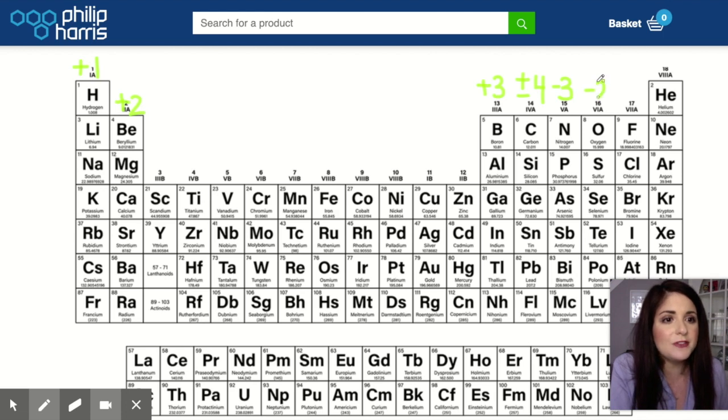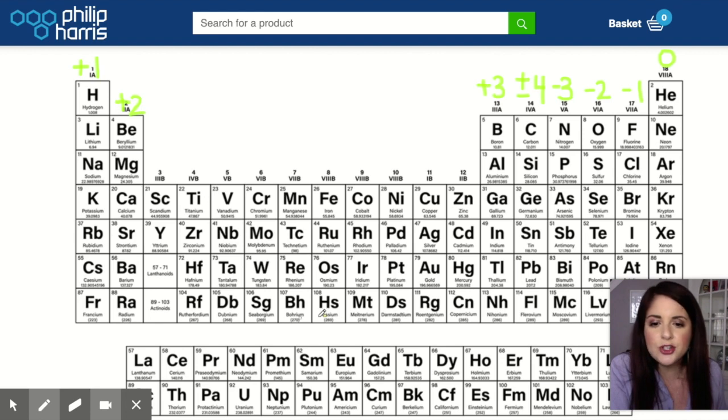Oxygen's group is -2, so everything in this group will have a -2 charge. Your halogens here all have a -1 charge. And your noble gases all do not have a charge, so these guys are just neutral. That's because they're already stable. They already have a full outer shell of electrons, so they're happy the way that they are.